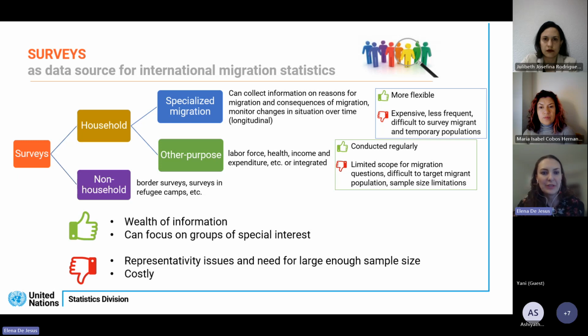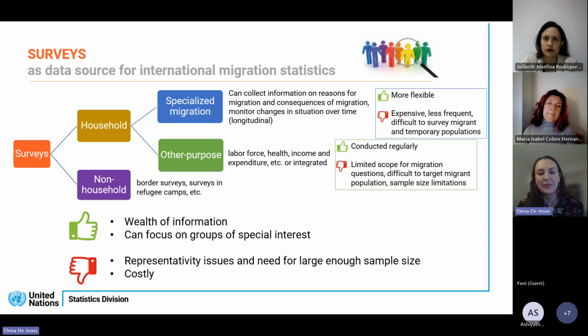So, of course, the specialized surveys focusing on migration are more flexible. They allow for detailed migration information to be collected, including, for example, reasons for migration. And you can also use them to follow migrants over time, like running a longitudinal study to monitor how their situation may have changed over the years. But of course, this requires a lot of resources to run. They can be quite expensive, and as a result, may not be done as frequently. And of course, they also don't have universal coverage.